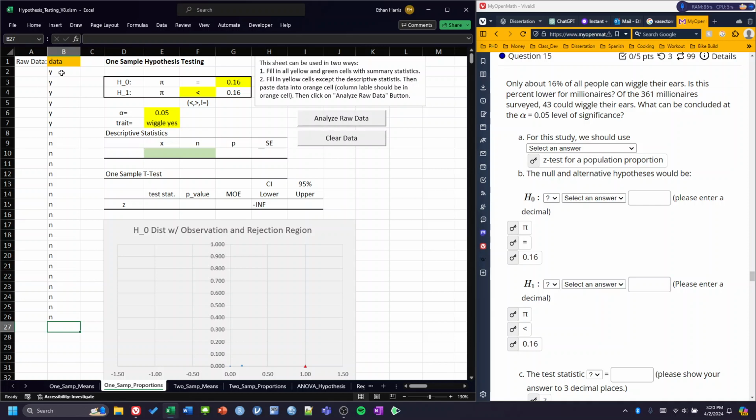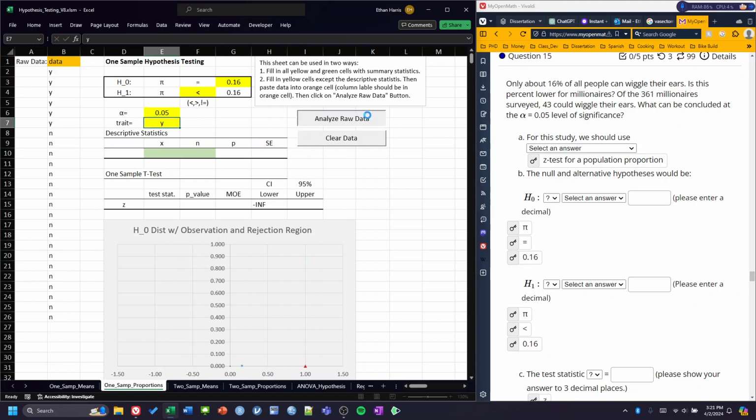Okay, this data is wrong. I just made it up. I just typed it. But if we say that we're still saying it's 16, we want to say it's less than 16, our trait of interest is this yes. What we can do now is, after we've done the yellow parts, we get our data into the orange, with the column title at the top in the orange, and paste all of our data down.